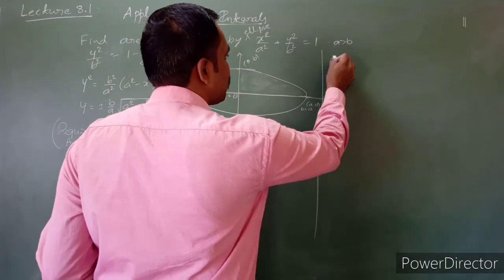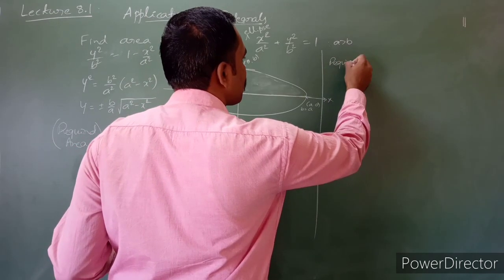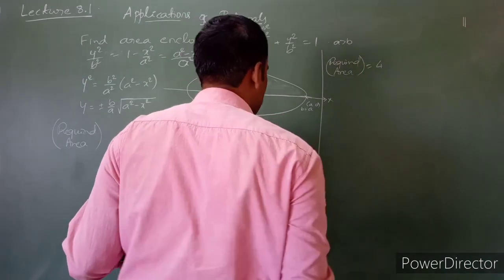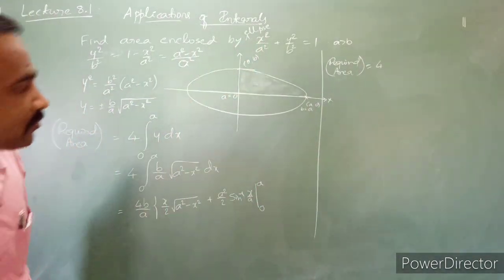So the required area is equal to 4 times, the space is not enough.